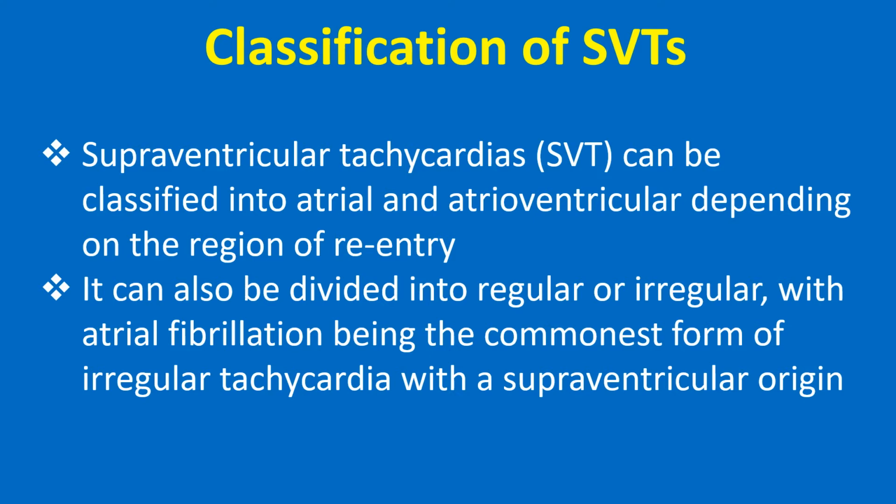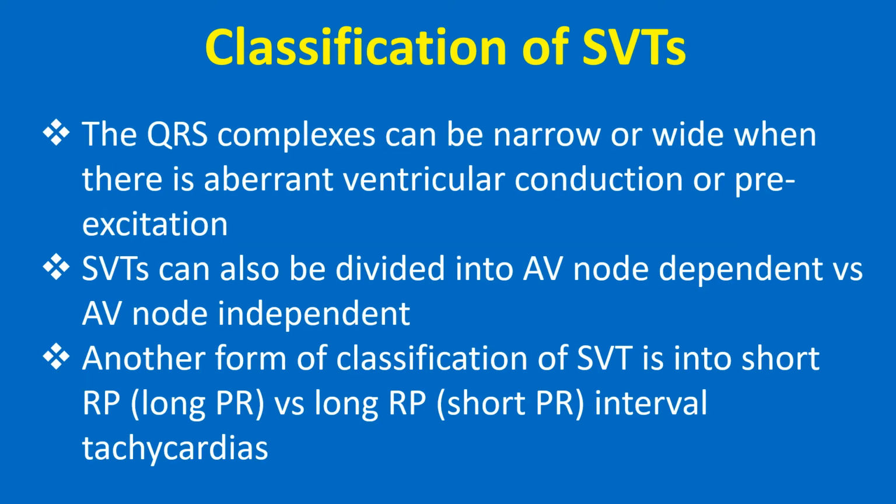It can also be divided into regular or irregular, with atrial fibrillation being the commonest form of irregular tachycardia with a supraventricular origin. The QRS complexes can be narrow or wide when there is aberrant ventricular conduction or pre-excitation. SVTs can also be divided into AV node dependent versus AV node independent. Another form of classification of SVT is into short RP versus long RP interval tachycardias.